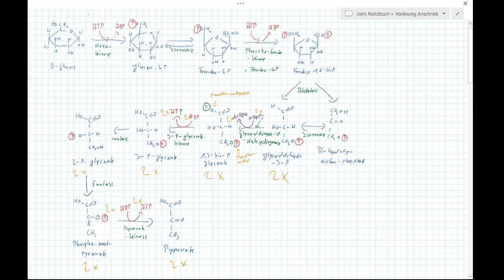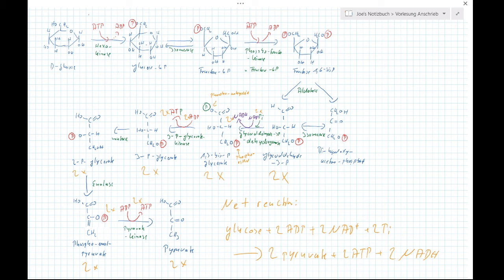So the net reaction is we have glucose plus 2 ADPs plus 2 NAD plus, don't forget that, 2 NAD plus, 2 inorganic phosphates gives 2 molecules of pyruvate plus 2 ATPs plus 2 NADH. So, in other words, with our glycolysis reaction, we have produced 2 molecules of pyruvate and 2 molecules of ATP. So we have conserved the energy.